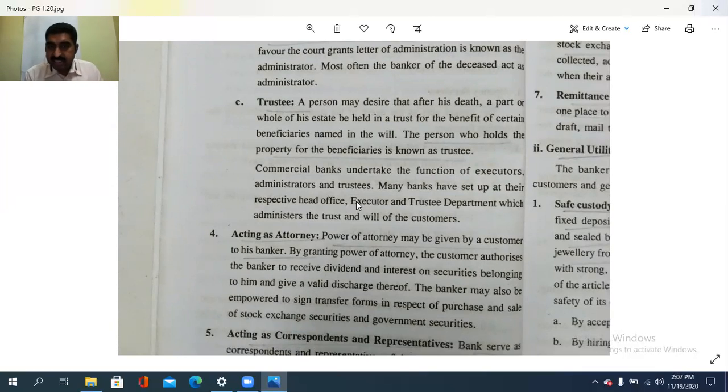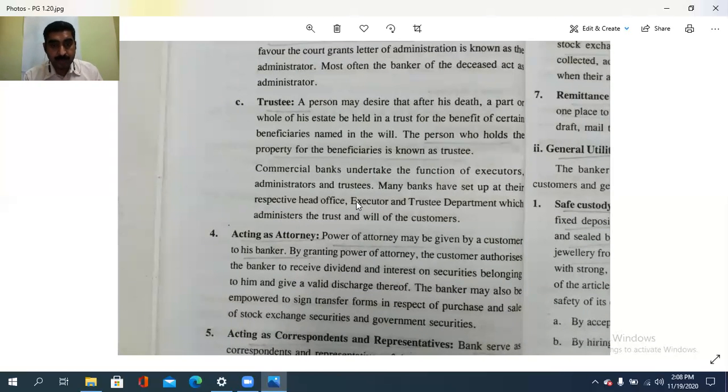Sometimes, by granting such power of attorney, the customer authorizes the banker to receive dividend and interest on securities belonging to him and give a valid discharge thereof. So, by granting the power of attorney, the customer authorizes the banker. The banker may also be empowered to sign the transfer forms in respect of the purchase and sale of stock exchange securities and government securities.